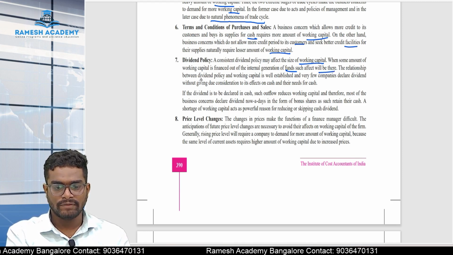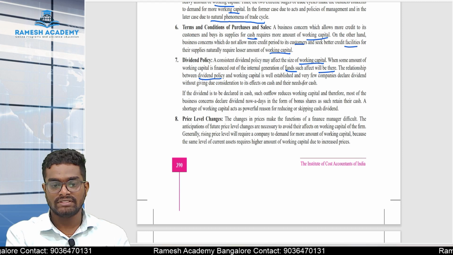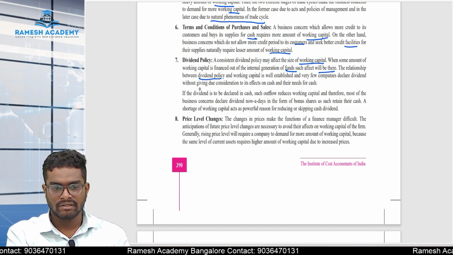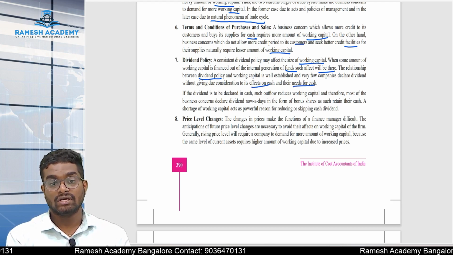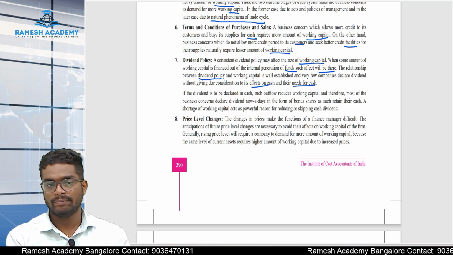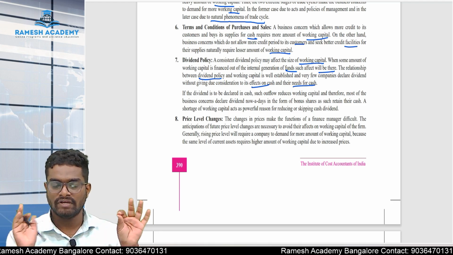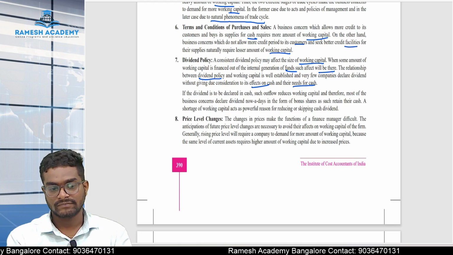The relationship between the dividend policy and the working capital is well established, and very few companies declare dividend without giving due consideration to its effect on cash and their needs. If you are paying dividend also, we need cash, because dividend should be paid in cash. You cannot pay in other terms. Normally we have to pay dividend in cash only. So that is the reason there also we need to check dividend policy.